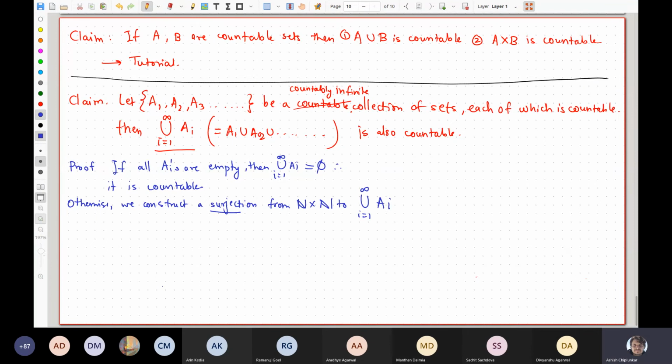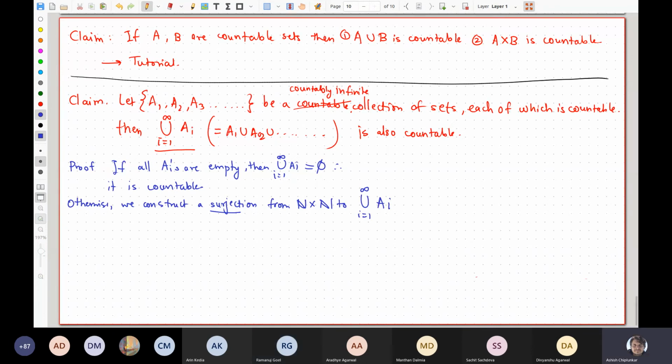Any objections against this comment? I don't know who it was. Somebody said that if, assuming this claim, you can actually prove this claim. Yeah, Ramanuj. So that you can use induction to prove a finite number of sets, but not an infinite number.